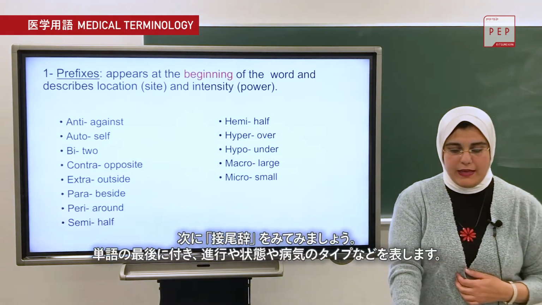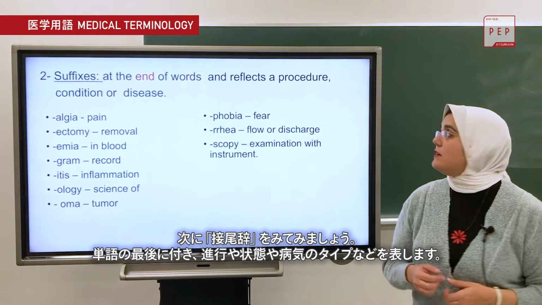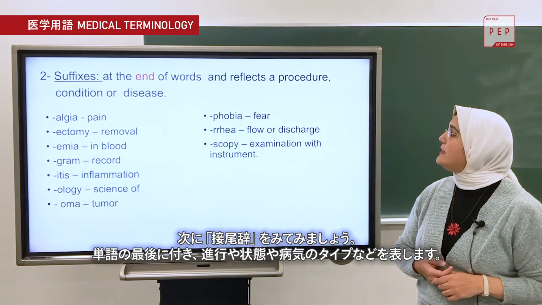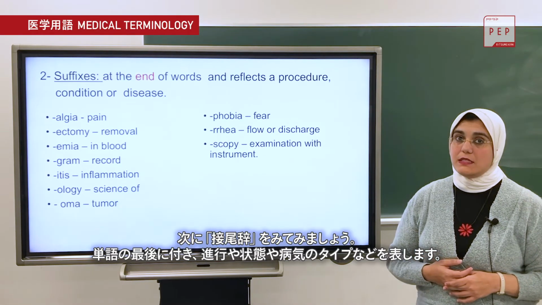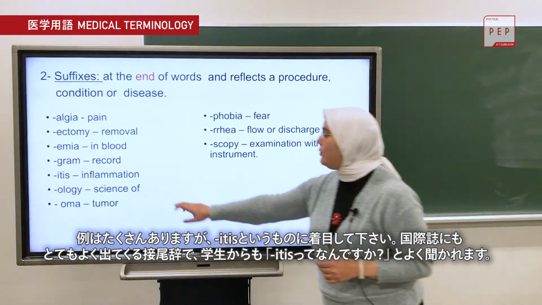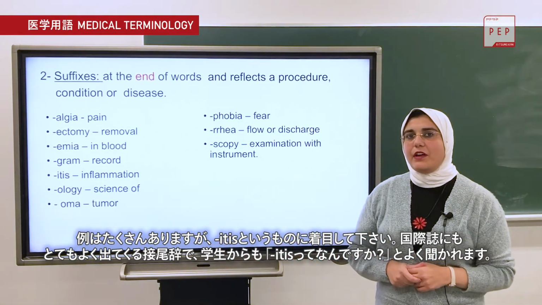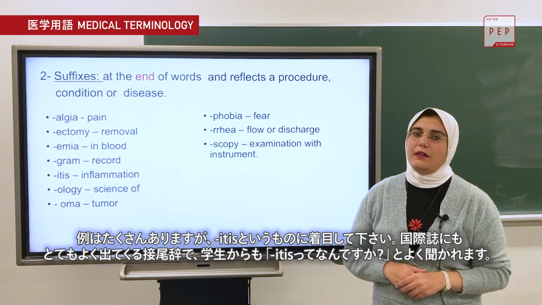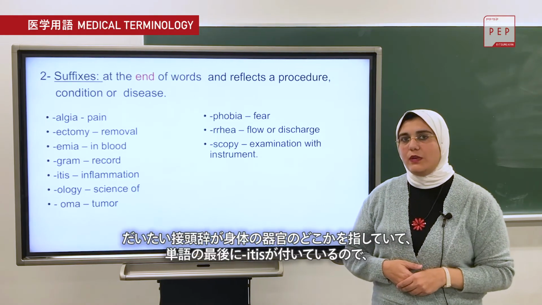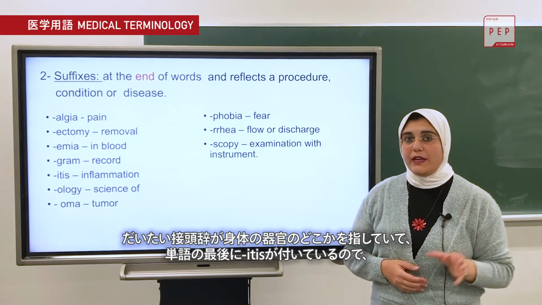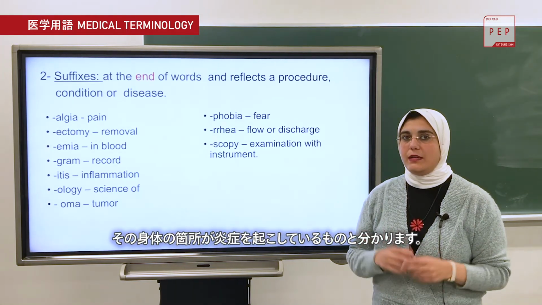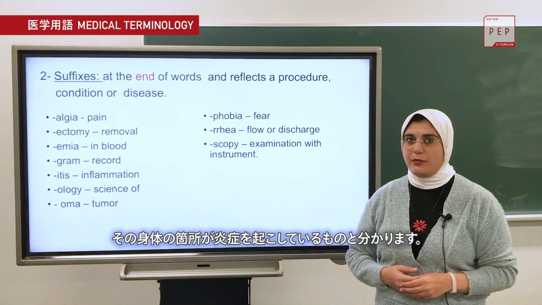Okay? So let's move to the next part, which is the suffixes, which appear at the end of the words, and they reflect a procedure, condition, or disease. We have, of course, many examples, but I want to stress one of them, which is itis. Itis is a very common suffix, appears in international journals, and students always ask, what is itis? So usually, the prefix is a body organ followed by the suffix itis. So whenever you read itis, you understand there is a kind of inflammation in this body part.